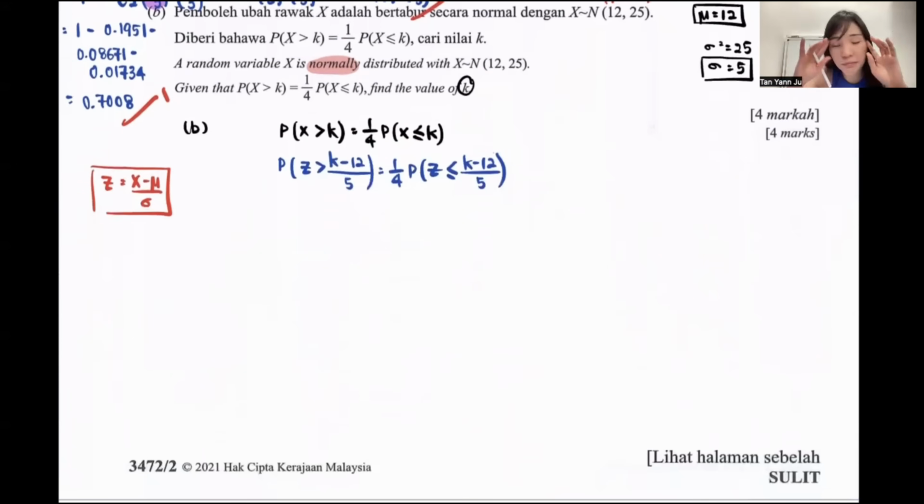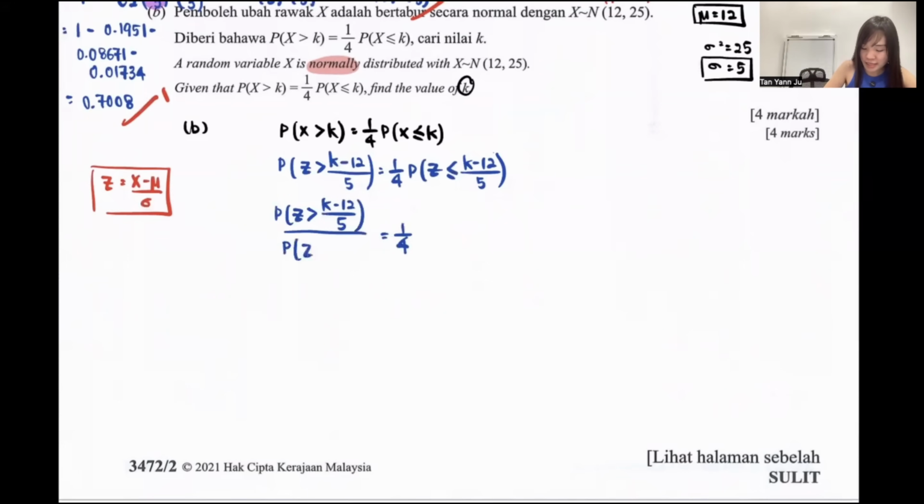This question is a bit troublesome because they write 2 different probabilities. But actually these 2 probabilities have a similarity where both of them are talking about K minus 12 over 5. It's just that one of them is bigger than that, one of them is smaller than that. Not sure whether you can relate, but I think they are trying to give me a ratio. Let me guide you through. First, a ratio can always be written as a fraction. So probability Z bigger than K minus 12 over 5 is here, and we move it over, divide, probability Z smaller than or equal to K minus 12 over 5.